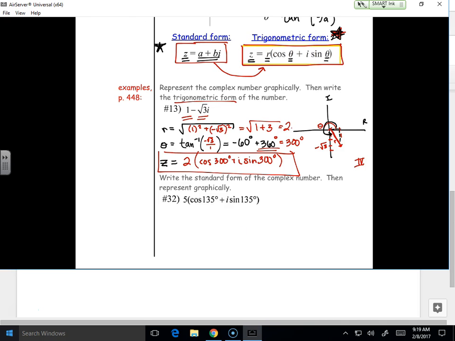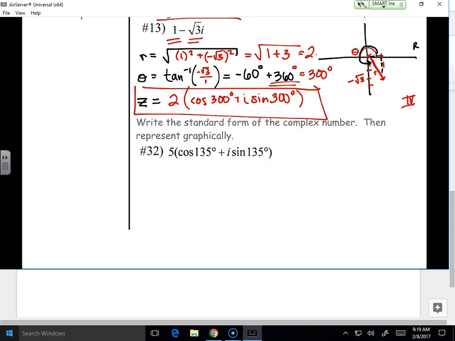So what if you're given a complex number? How can you tell? Because there's an I. What if you're given a complex number in trig form? How do you write it in standard form? Okay, we can make a graph first. How would we make a graph if we have it in trig form?